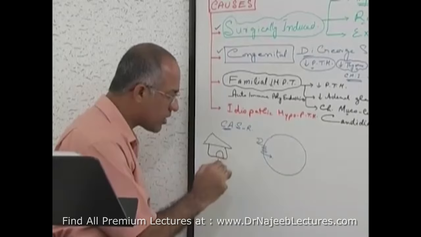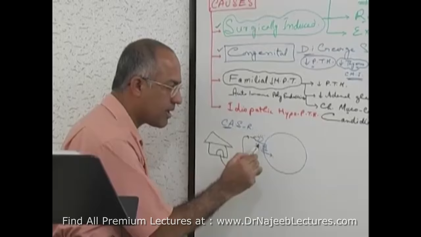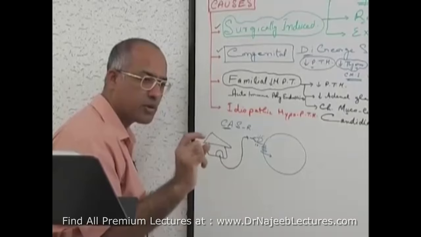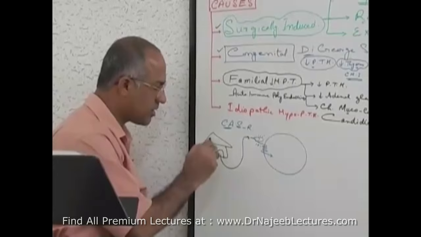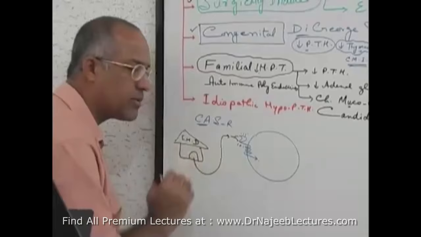Actually, immune headquarters make autoantibodies which bind with this receptor and stimulate the receptor. You know, autoantibodies, when they target a tissue, they modify the function of the tissue. Usually they destroy the tissue. But in this case, immune headquarters make autoantibodies in the patient. These autoantibodies bind with calcium sensing receptors on the chief cells and overstimulate the receptors.